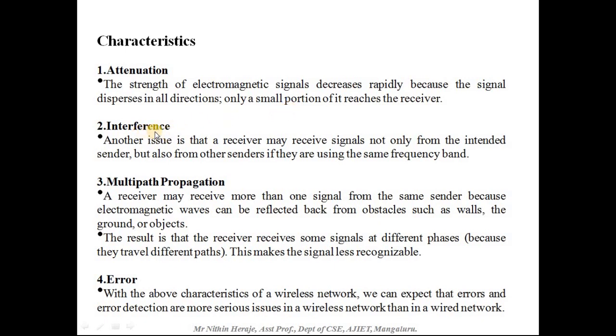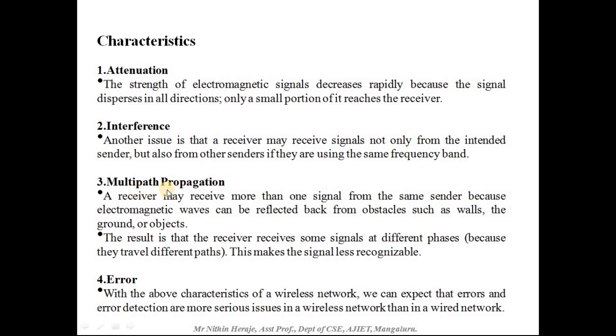Next is interference. As the name indicates, there will be interference between the sender and the receiver. The receiver might receive signals not only from the intended sender, but also from other senders too, which might occur because of the same frequency band that both are using.